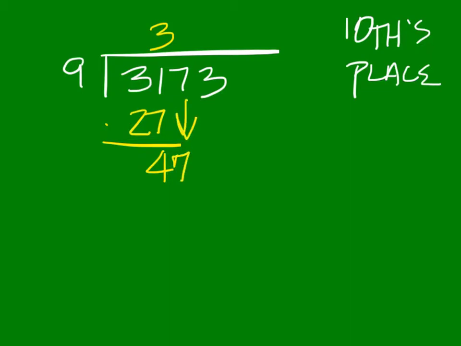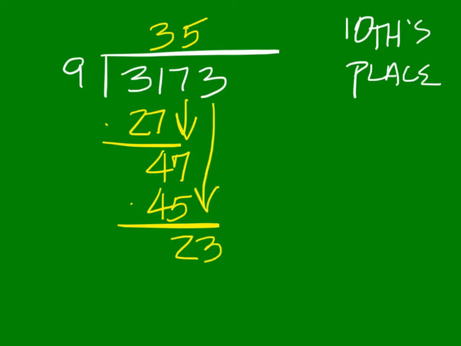How many times will 9 go into 47? 5 times would be 45. You have 2 left over. You only have 2 left over, and what do I do now?